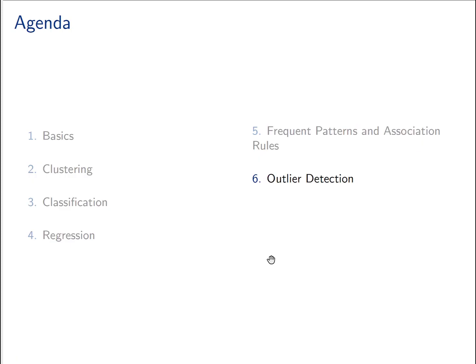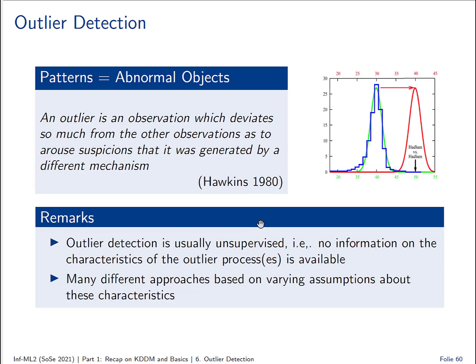Last but not least, we have outlier detection. Just a very short overview here. As you see, the patterns here are now the abnormal objects. Here is this famous definition of Hawkins, a statistician, who said an outlier is an observation which deviates so much from the other observations as to arouse suspicion that it has been generated by a different mechanism. So we have again this idea of a generating mechanism for our data, and then there are some objects that seem to have been generated by a different mechanism.